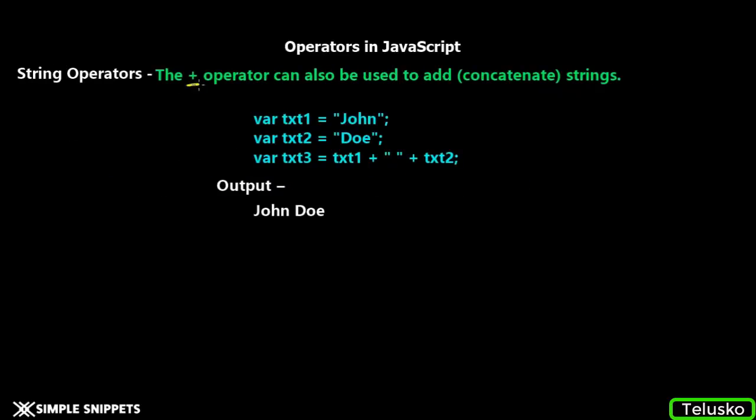The plus operator also operates as a string operator, which means that we can use it with strings. Just as the plus operator is used to add numeric values, we can concatenate text values using the plus operator. For example, you can see var text1, var text2, and we are using text1 plus a little bit of space in between and plus text2. This is the output, John Doe, which comes from two different variables concatenated in text3.